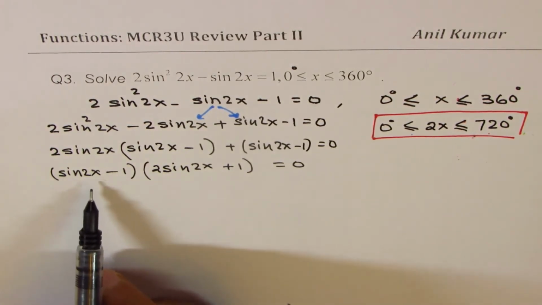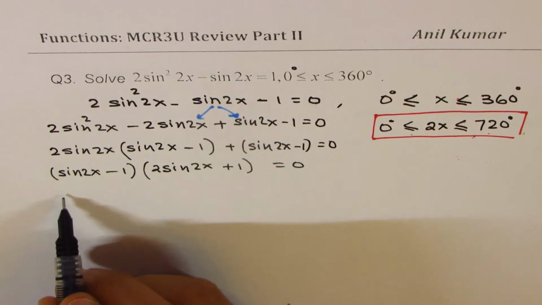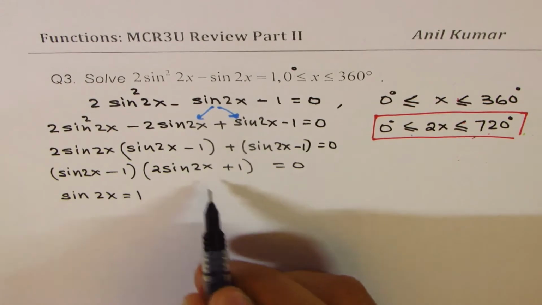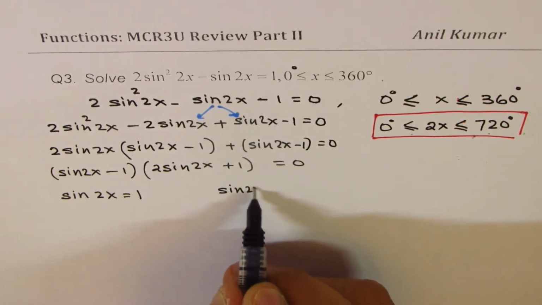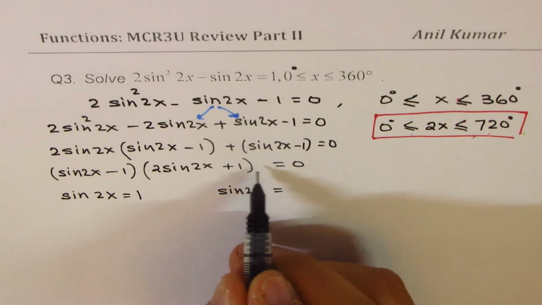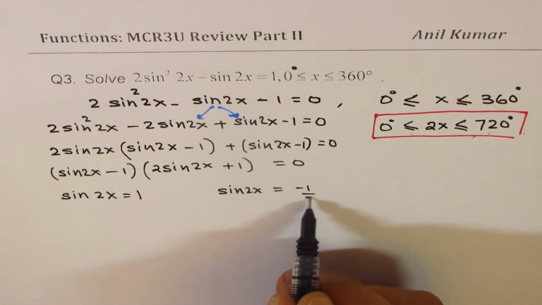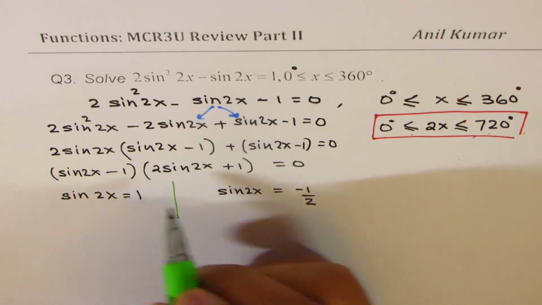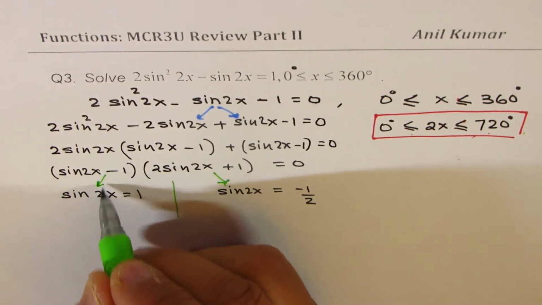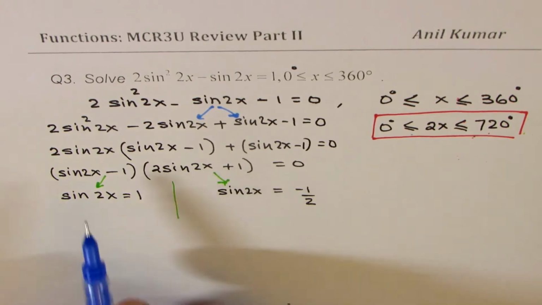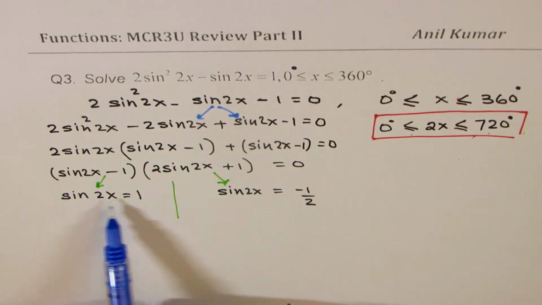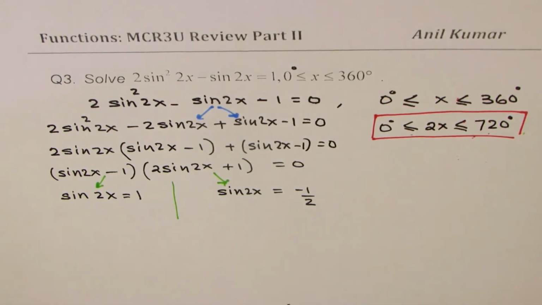So that gives us the possibility of two sets: we can say this equation is true if sine 2x equals 1, or when sine 2x equals, we'll take this 1 to the right side and divide by 2, minus half. Does that make sense to you, right? So from here, we get 2 possible equations. The factors could be 0, and that gives solutions for these equations. Now, sine 2x equals 1. What are the possible values?